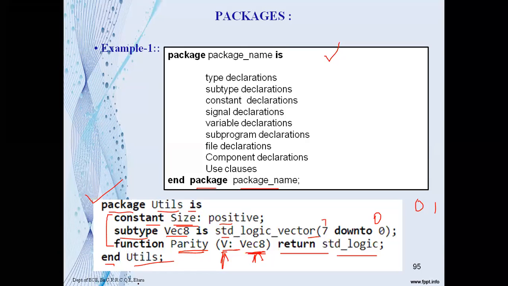You can define any type of declarations. You can declare a constant, you can declare a signal, you can declare variables, also types, subtypes, subprograms. Subprograms means procedures and functions. You can also declare files, components and use clauses also. Okay, so this is an example of the package declaration.